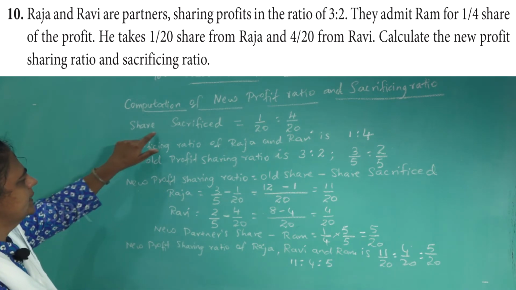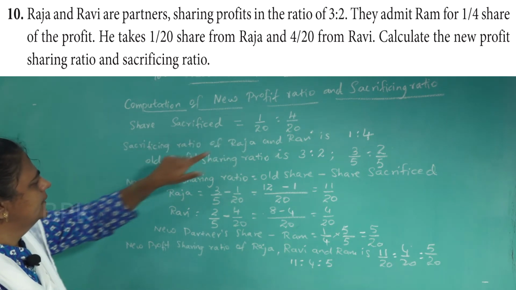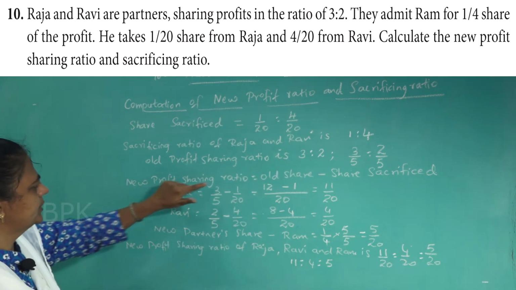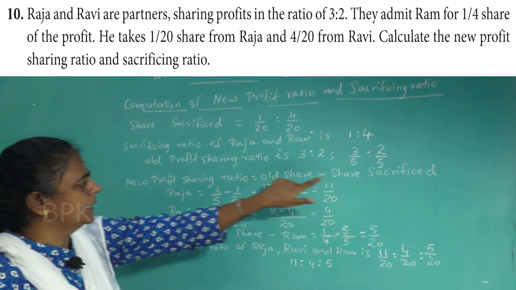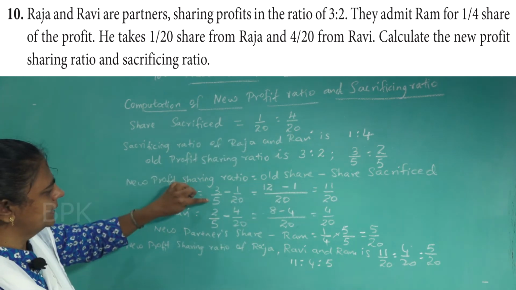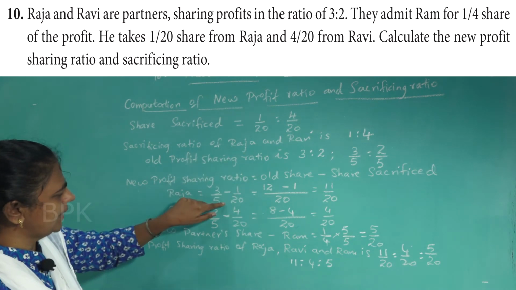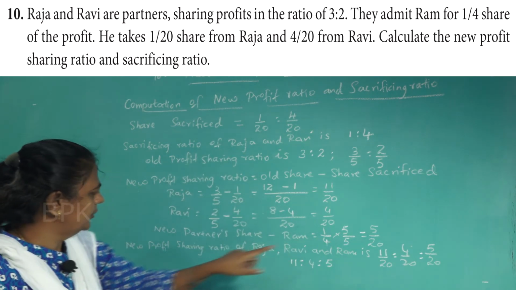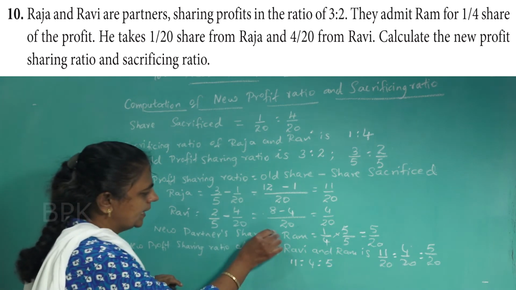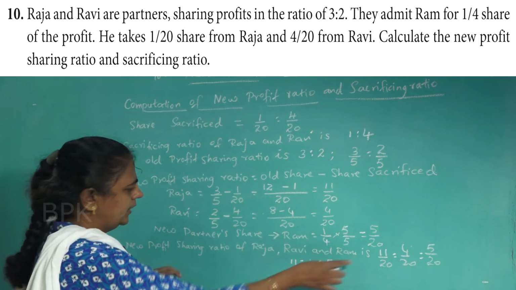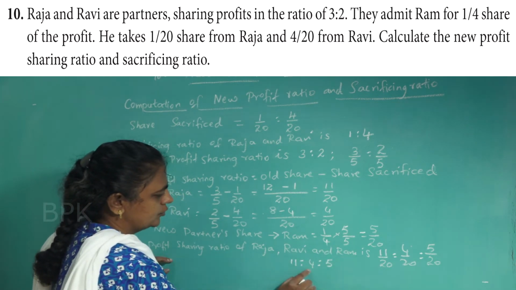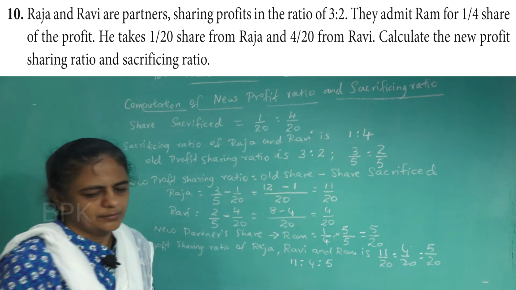So in this question, share sacrificed is given, old ratio is given. You have to calculate the new profit sharing ratio. Formula is old minus share sacrificed. Take the old share, subtract the share sacrificed, and find the new ratio. The new partner's share, that is Ram's share, is also given, 1 by 4. With that, you calculate the new profit sharing ratio, that is 11 is to 4 is to 5.